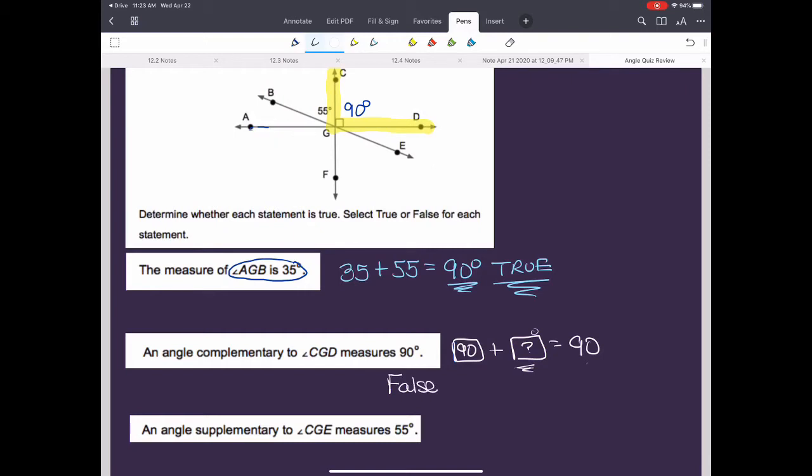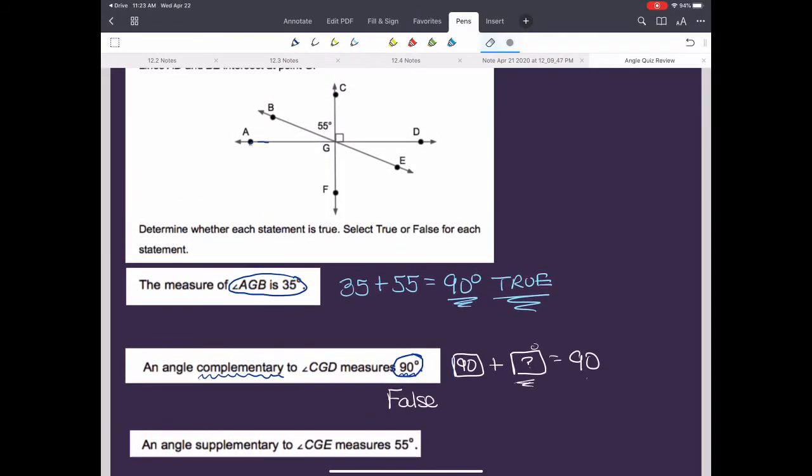I know some of you might have read this problem and thought, well, I was taught that complementary means 90 degrees. Yes, that means if you're adding them up. But if one angle is already 90 degrees, there's nothing left to add to it to make it equal 90. So it is impossible to have two angles that would make 90.